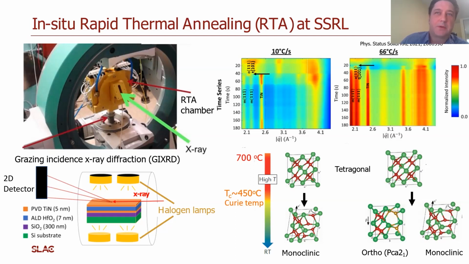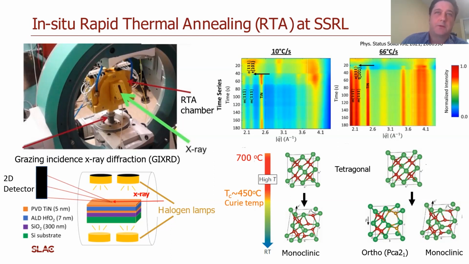At the maximum temperature of 700 degrees C during the ramp, this is likely to be the non-ferroelectric tetragonal phase, as the Curie temperature is on the order of 450 degrees C for hafnia. For the slow ramp rate of 10 degrees C per second, a transformation to a monoclinic phase is observed, while for the faster ramp rate of 66 degrees C per second, the final phase has a mixed volume fraction of monoclinic and orthorhombic phases. The monoclinic phase is undesirable for ferroelectric applications as the centrosymmetric structure cannot support ferroelectric polarization.